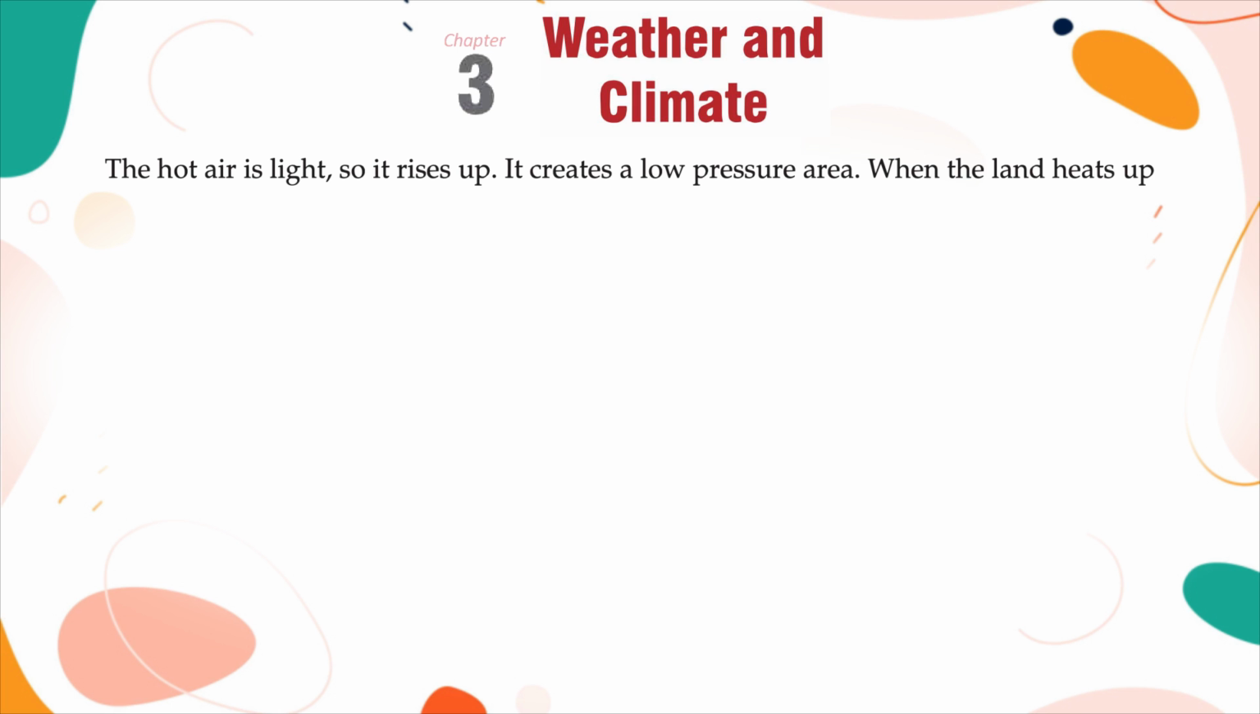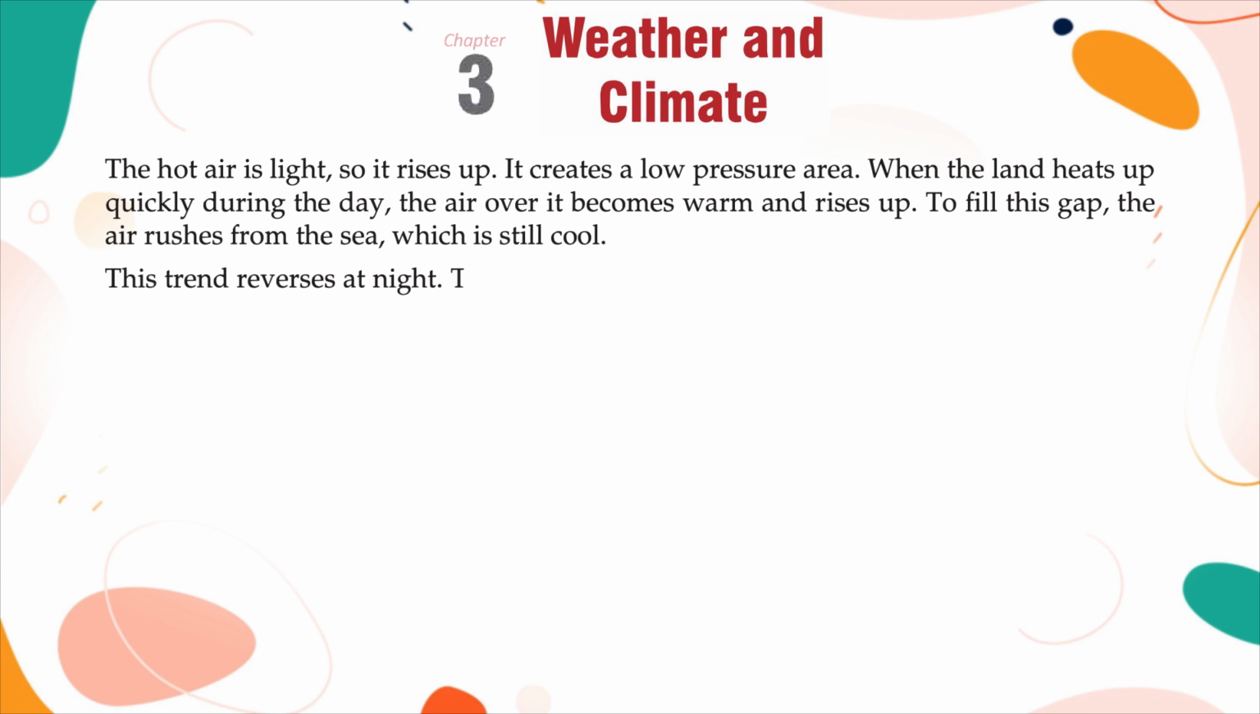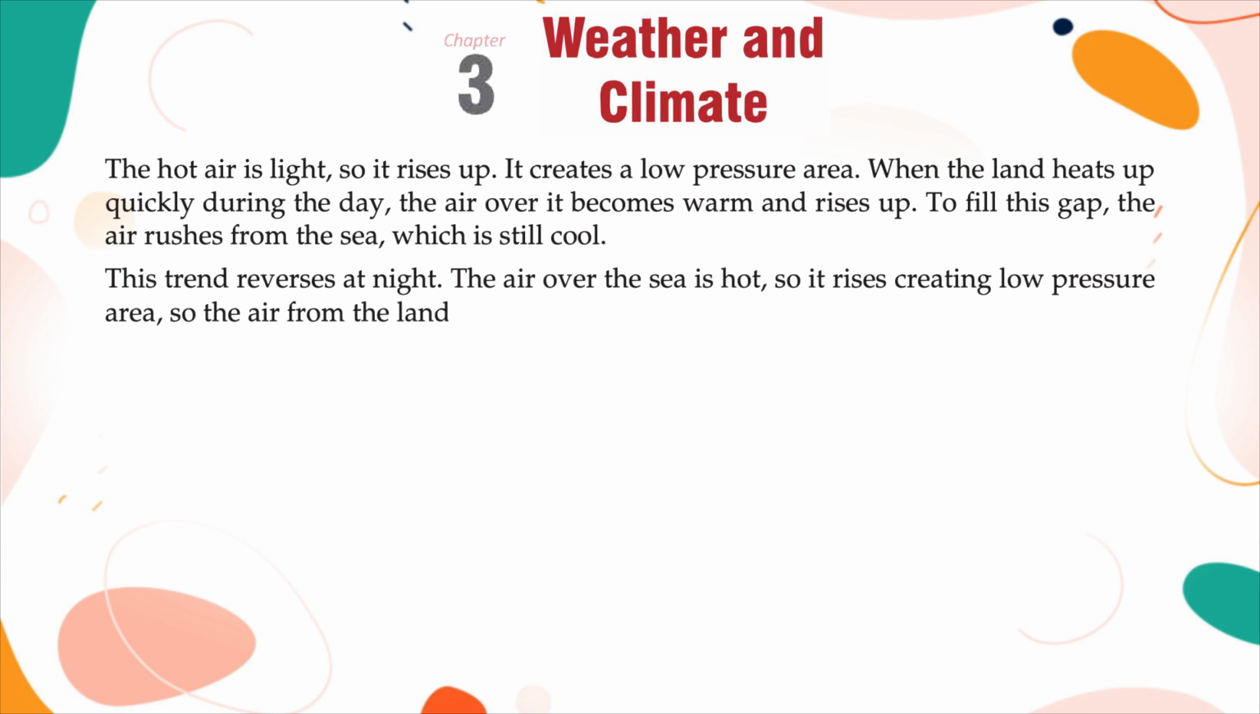When the land heats up quickly during the day, the air over it becomes warm and rises up. To fill this gap, the air rushes from the sea, which is still cool. This trend reverses at night. The air over the sea is hot, so it rises, creating a low-pressure area. So the air from the land rushes to the sea area.